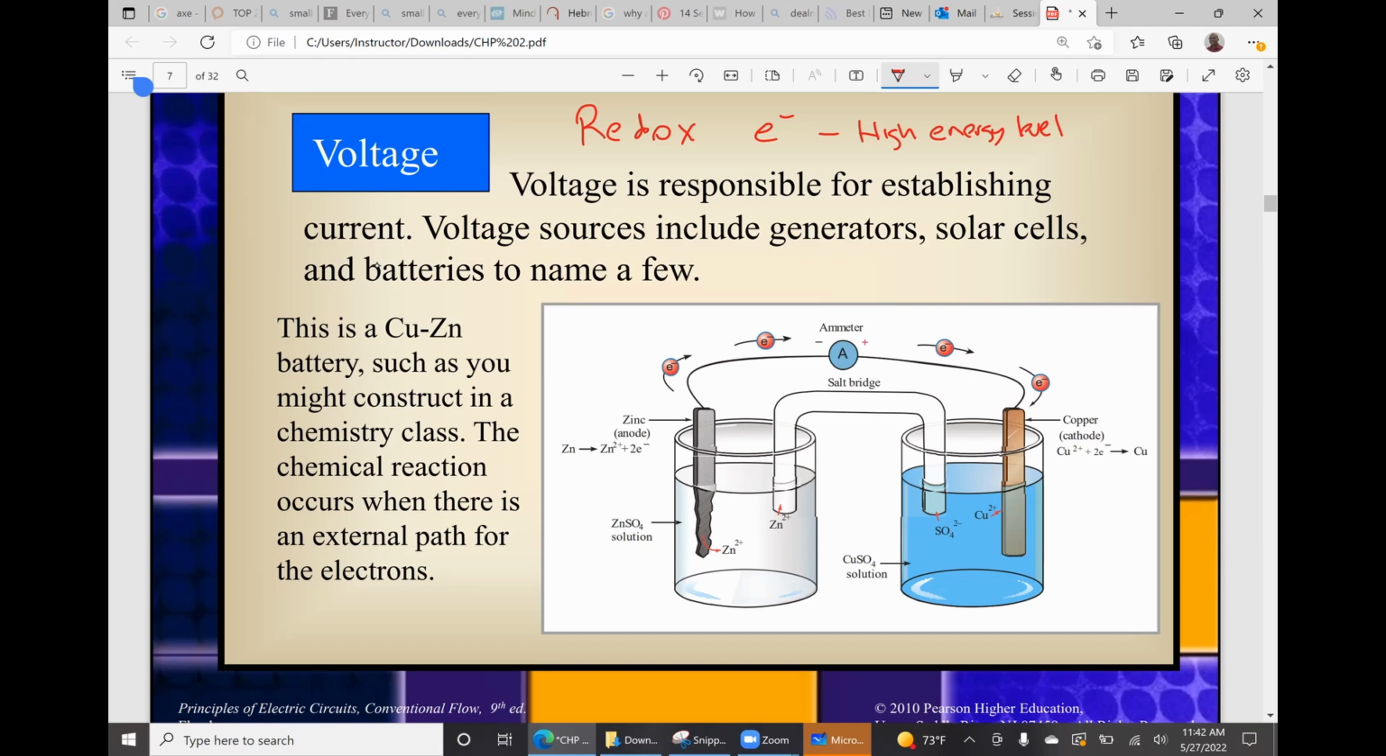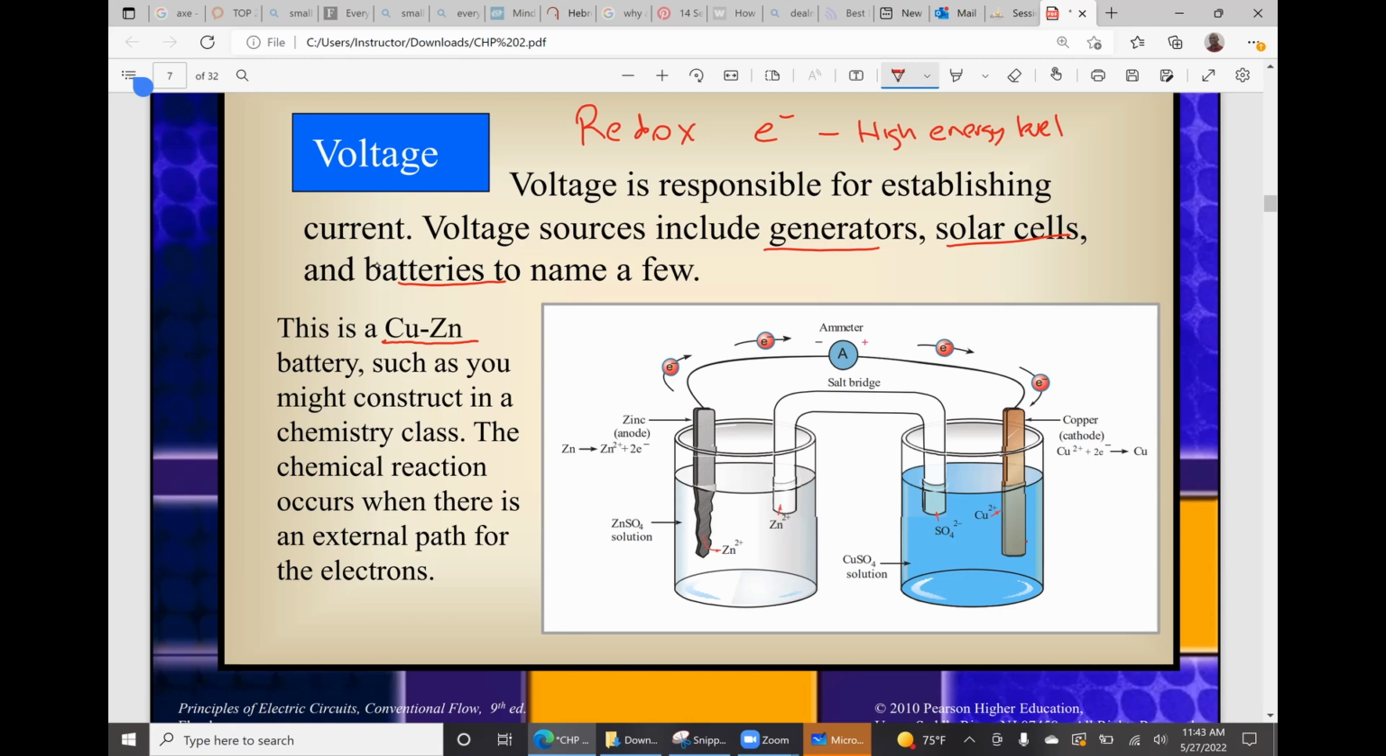Like we said, voltage sources include generators, solar cells, and batteries, to name a few. So here we have the copper zinc battery. The chemical reaction occurs when there is an external path for the electrons. So we have an external path for the electron, which is the wire right here. And you can see here that the electrons that are produced from this reaction, we have zinc 2 plus and 2 electrons being produced. These electrons travel over the wire and they come into this copper electrode right here.